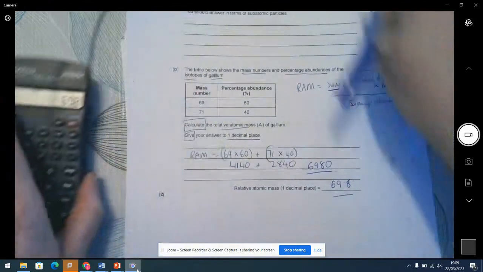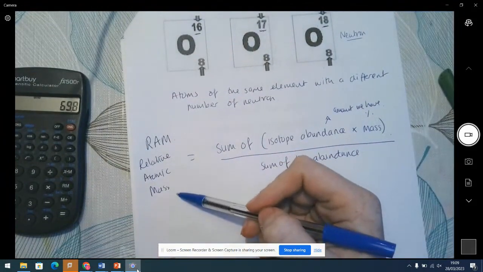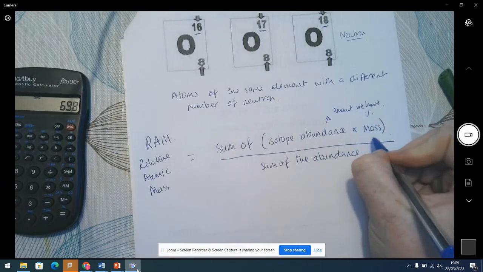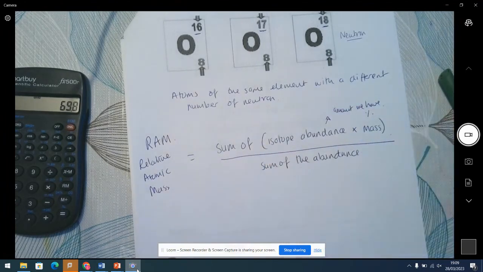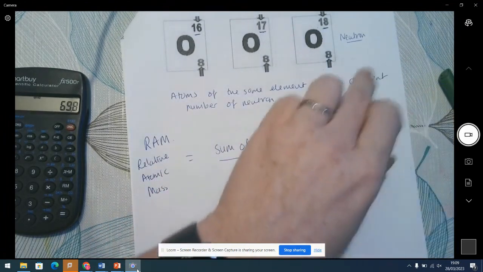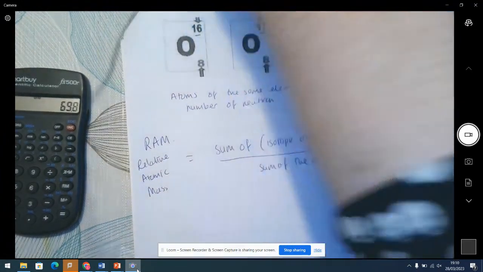So that's what we're talking about when we're actually talking about calculating the relative atomic mass. You take the isotope abundance, you multiply it by the mass. If you have more than 2, you have to then add them all together. So you do that calculation, then add it to the next one with that calculation, the next one, and then we divide it by the sum of the abundance. Okay, here's the final one.